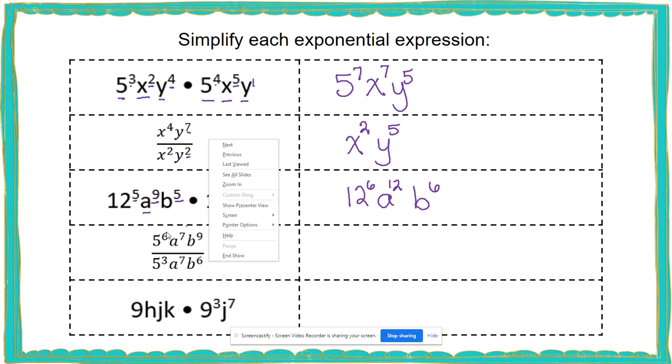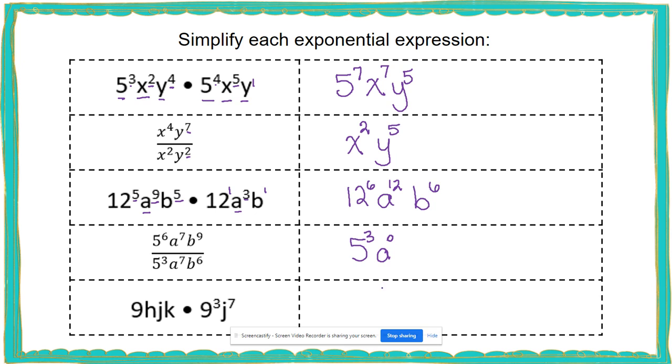This problem is written as a fraction, so I know that means that it is a quotient or a division problem. So I'm going to start by doing 5 to the sixth over 5 to the third, and because it's dividing, I'm going to subtract the exponents. So 6 minus 3 gives me 3, so this will be 5 to the third power. Now I have a to the seventh over a to the seventh. Well, if I do 7 minus 7, that gives me a to the 0 power. And then I'm going to do b to the ninth over b to the sixth. If I do 9 minus 6, I get b to the third power.